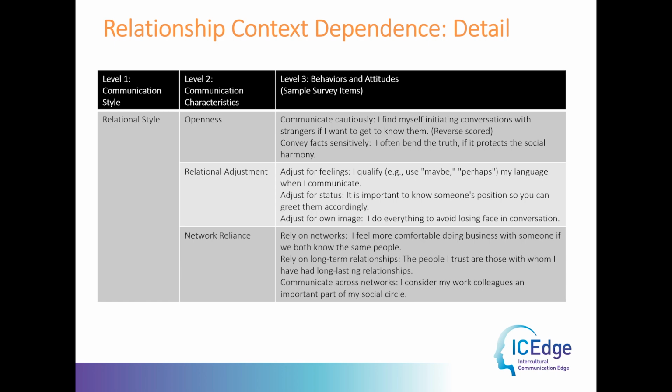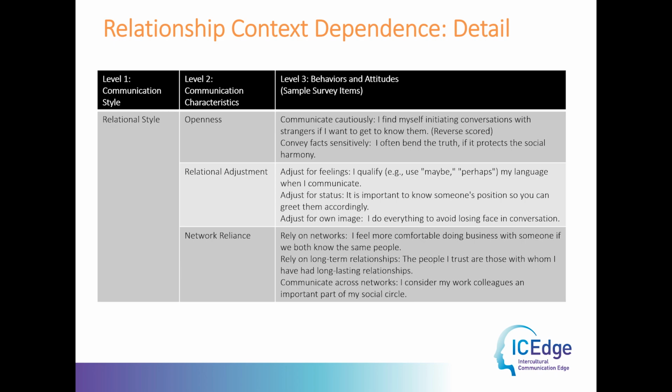Conveying facts sensitively. A sample item is: I often bend the truth if it protects the social harmony. Relational adjustment has to do with the degree to which someone adjusts what they say and how they say it based on the relationship. For the component adjusting for feelings, a sample item is: I qualify, use maybe or perhaps, in my language when I communicate.